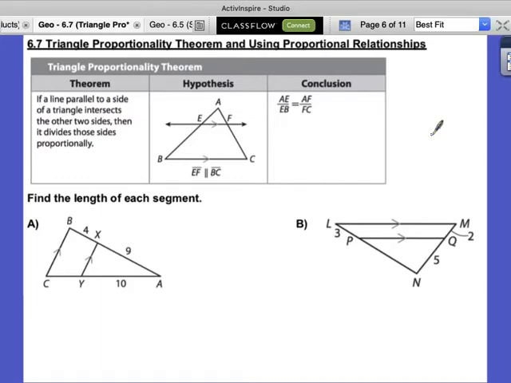So we can make a proportion for how it divides the sides. EF cuts these sides into AE and EB, and AF and FC. So AE over EB is equal to AF over FC because these lines are parallel. So this proportion would be true. Even though AE and AF might not be the same measure, and EB and FC might not be the same measure, this proportion would in fact be true.